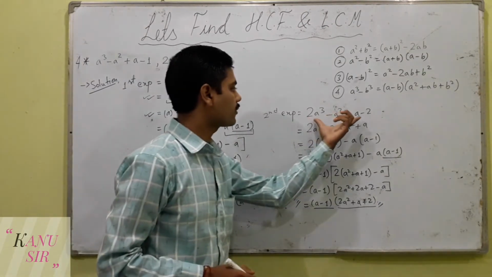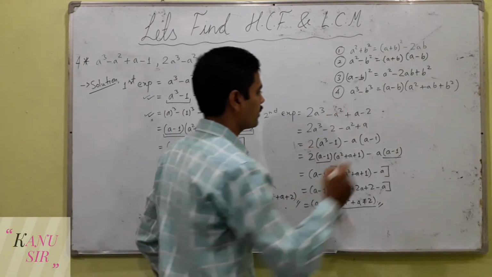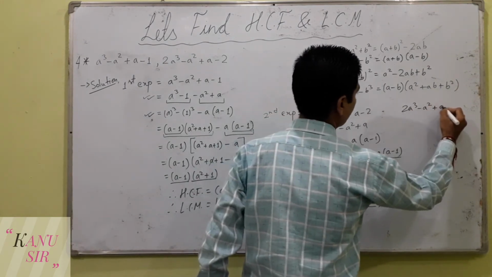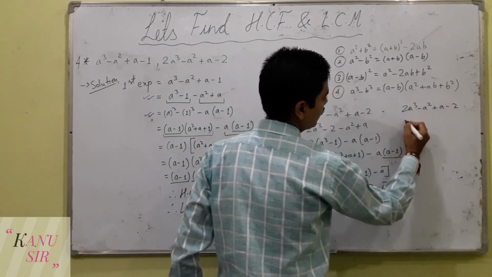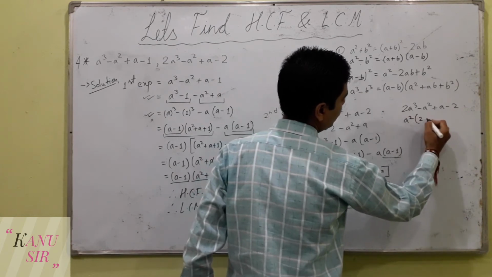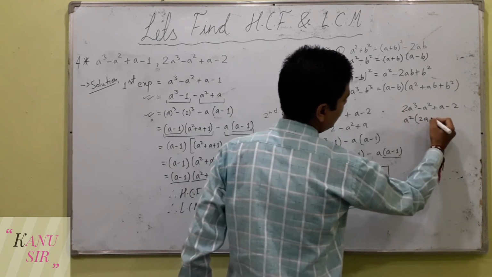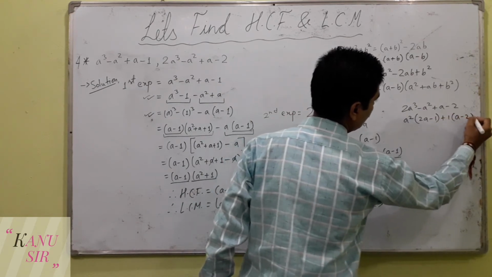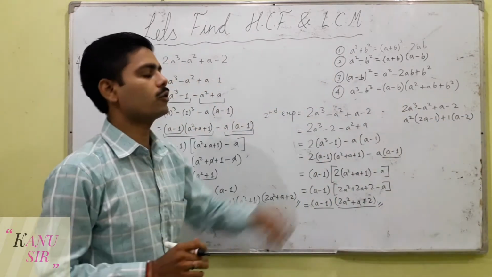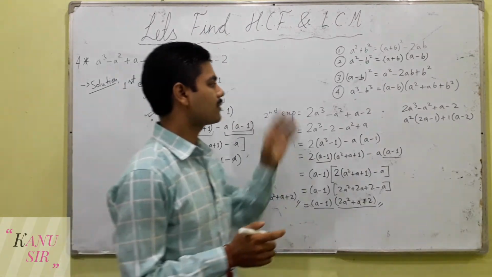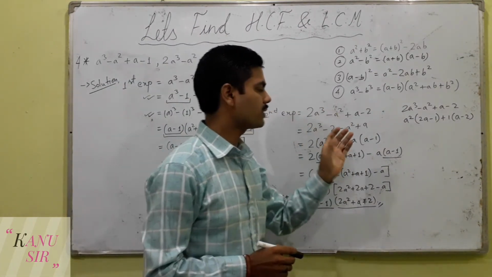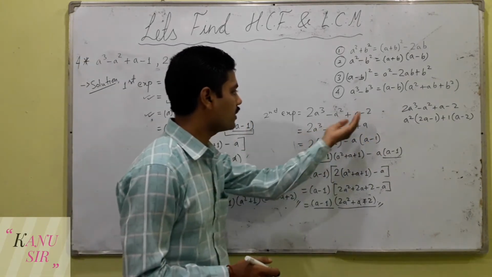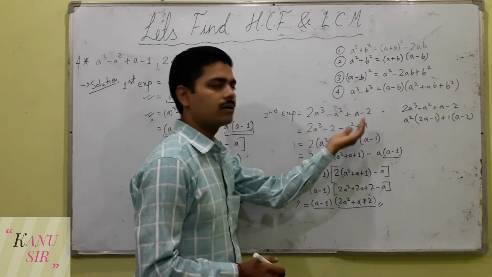And now you can try this again in a second process, like 2a cube minus a square plus a minus 2. Here, taking a square common, you will find (2a minus 1)(a square plus 1)(a minus 2). Now you can see it is not possible by using the same second step which I did for the first expression. That is why we always have to try to arrange the numbers here.